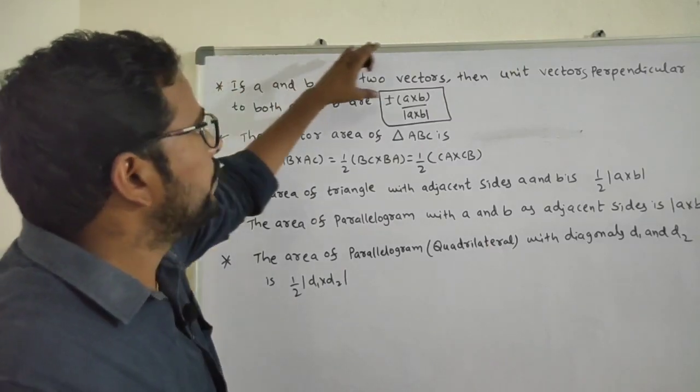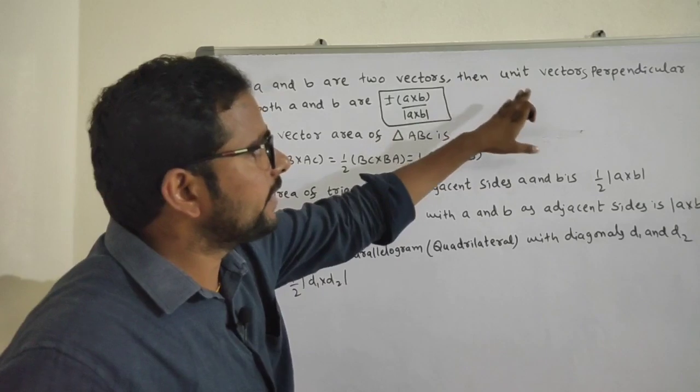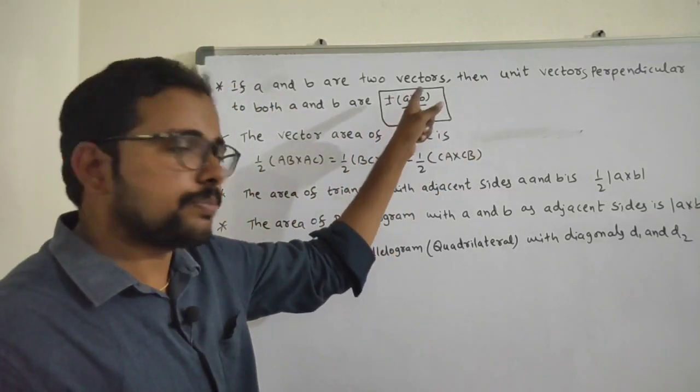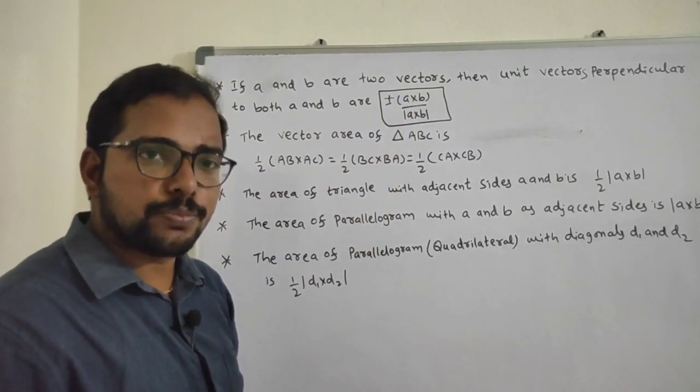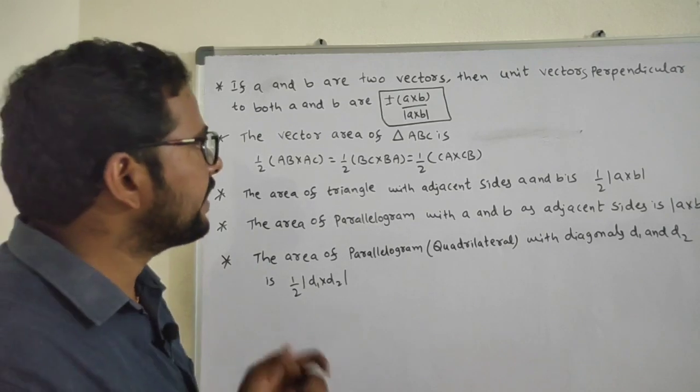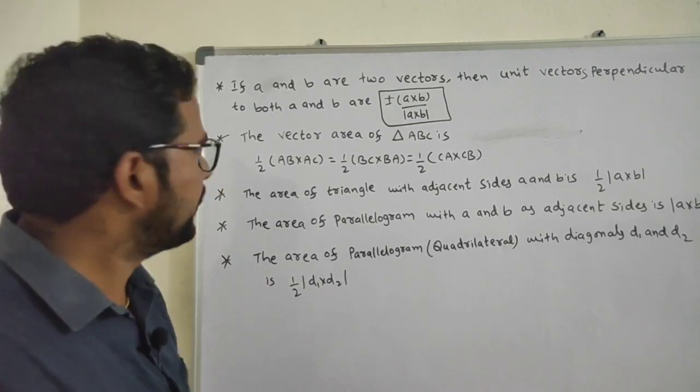If A and B are two vectors, then the unit vectors perpendicular to both A and B are plus or minus A cross B by modulus A cross B. Plus or minus A cross B by modulus A cross B. Very, very important formula. Okay?